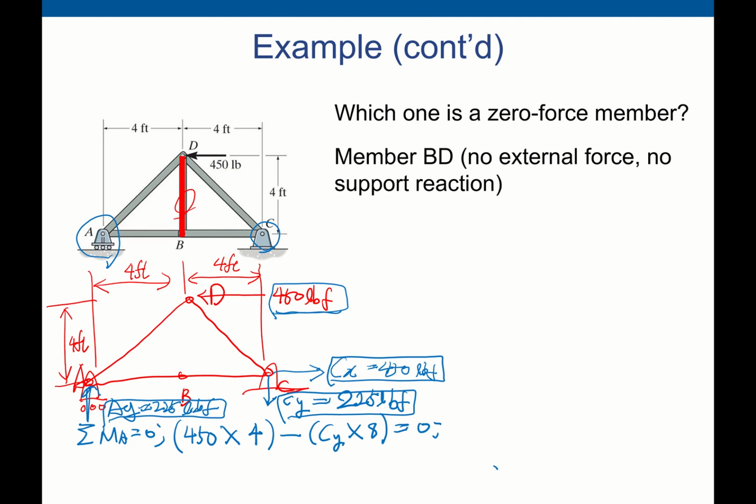I think we can start with any joint because there are only two unknowns. Let's choose point D. Point D is here, and there are two members and one external force.